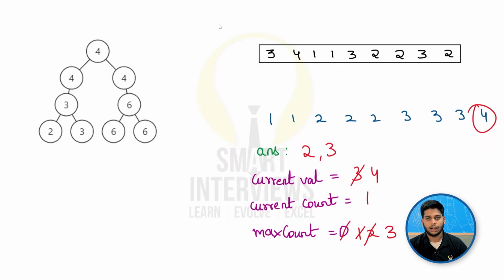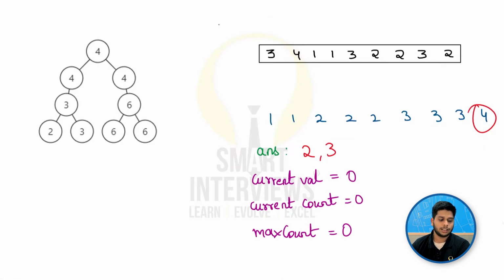Now let us try to understand how it is going to exactly work in the tree. So let us reinitialize the variables back to 0. And as discussed, let us try to have an in-order traversal on the binary search tree, starting from the root node, that is 4. And here, since it is an in-order traversal, we are first supposed to move to the left subtree, that is 4 again. And again, further to the left of it, 3. And further to the left of 3, it is 2.